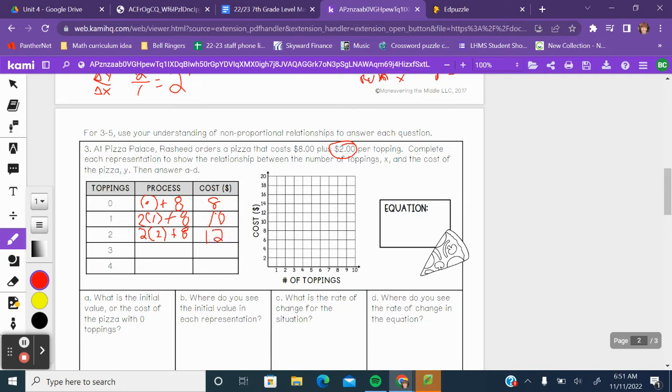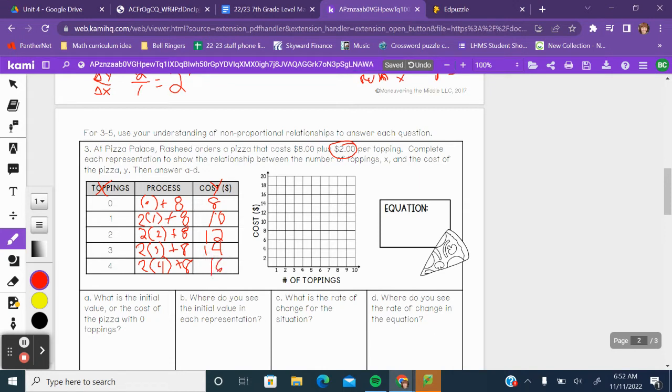There we go. If I have 3 toppings, it's going to be 2 times 3. This is my X, you guys. This is my Y. We're going to talk more about that in a second. We're going to see how it unfolds. So 2 times 3 is 6 plus 8 is 14. And then if I decide on 4 toppings, I'm going to go 2 times 4, which is 8, plus my $8 for my pizza. So it comes to 16.